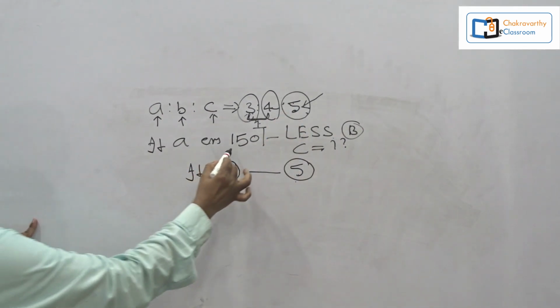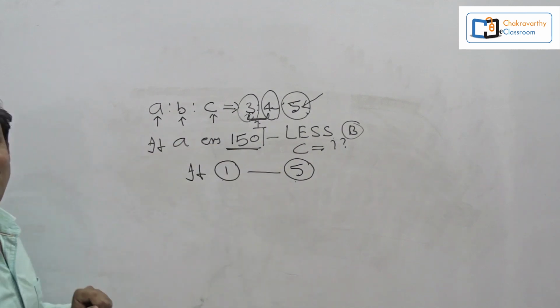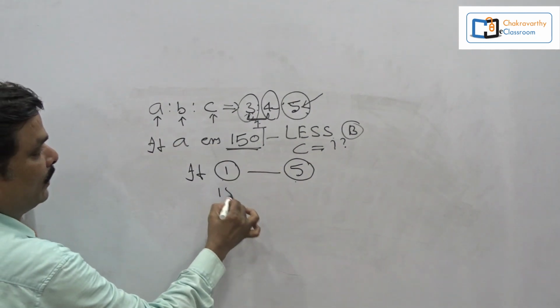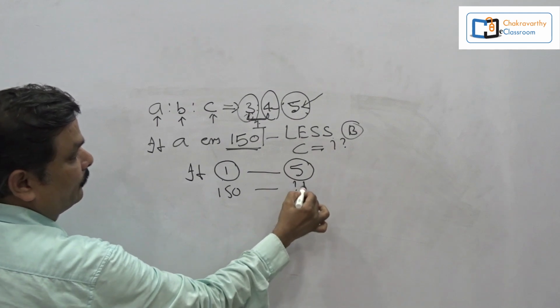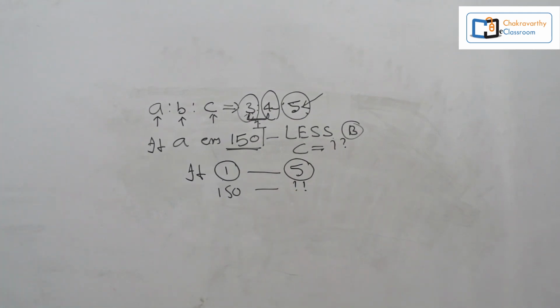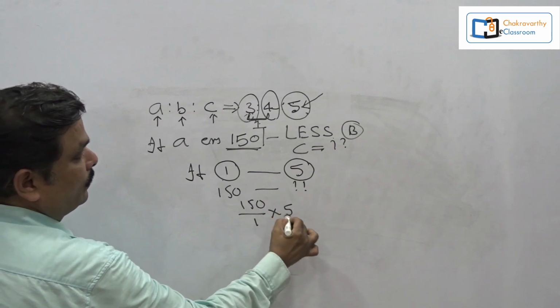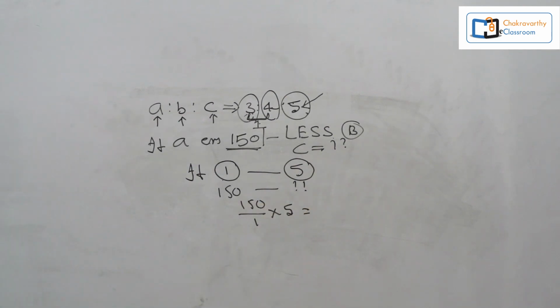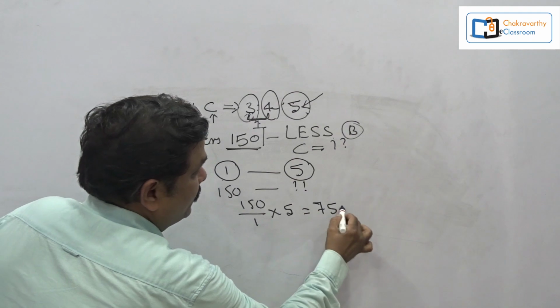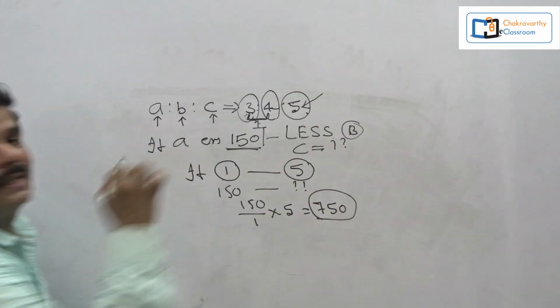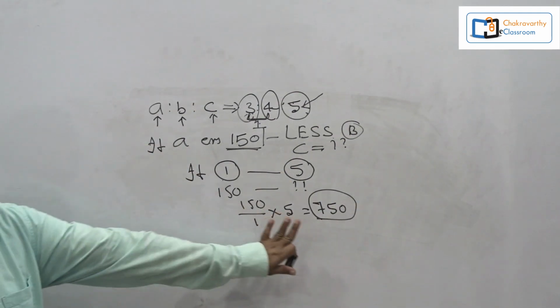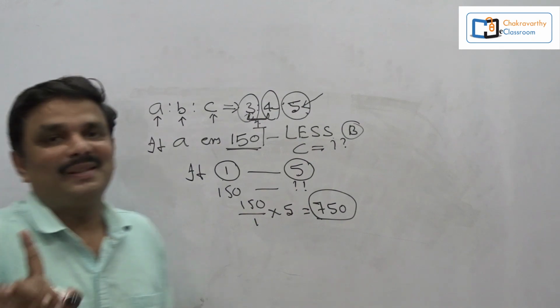If the difference is 1 rupee, C's share is 5 rupees. Then in the problem they have given the difference as 150. Then if the difference is 150, what is the share of C? As simple as this one. Now it should be 150 by 1 into 5. That's all. So here my answer is going to be 750 rupees. This is the share of C. How simple this one, students.